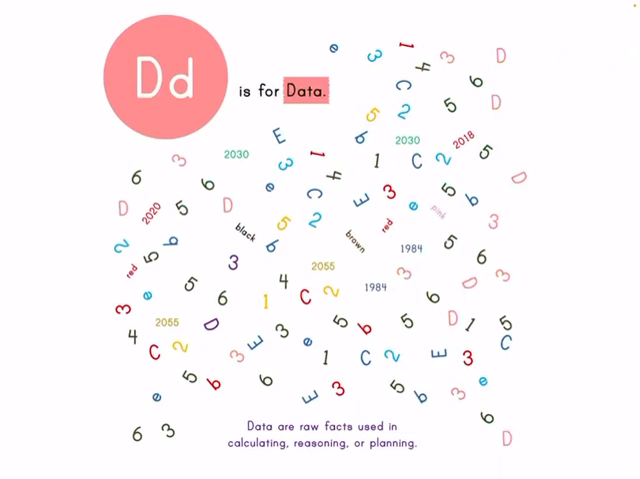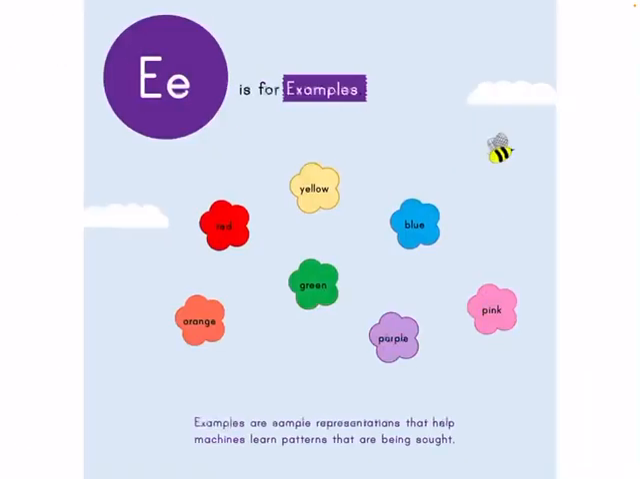What is data? D is for data. Data are basically raw facts used in calculating, reasoning, or planning. E is for examples. Examples are sample representations that help machines learn patterns that are being sought.